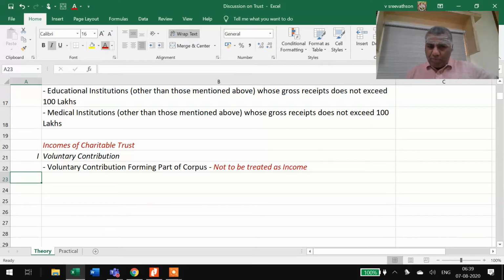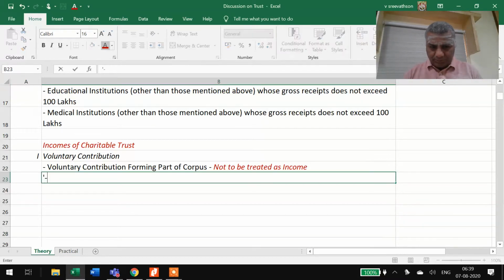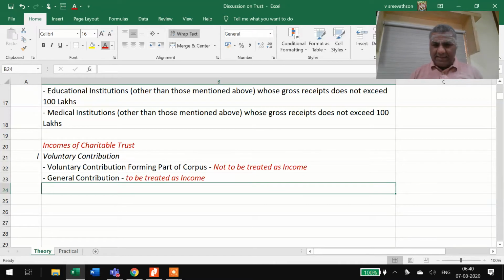Voluntary contribution forming part of corpus will not be treated as income. The center line is general contribution, which will be forming part of income. General contribution, which will be treated as income.